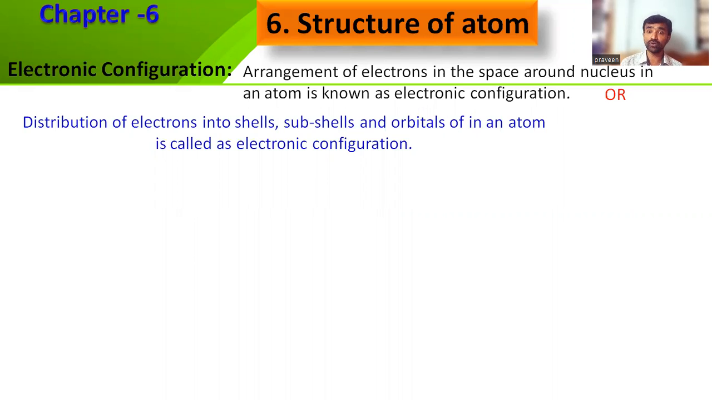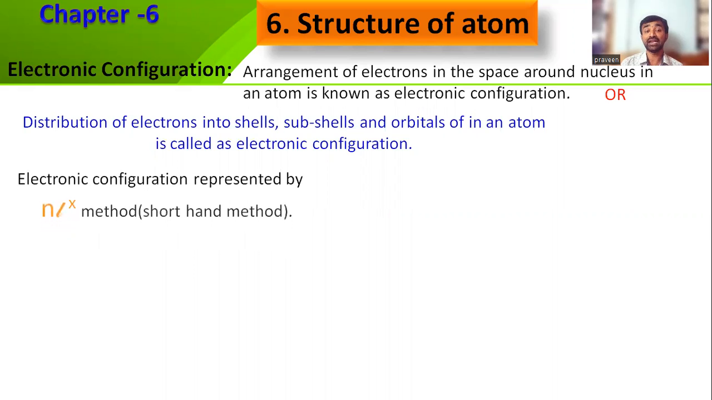Now, how to write the electronic configuration will be given by a simple shorthand notation, the nlx method. So electronic configuration is represented by the nlx method, which is called the shorthand method. Here, what is n, what is l, what is x? We already know what n and l are. n is the principal quantum number and l is the azimuthal quantum number.